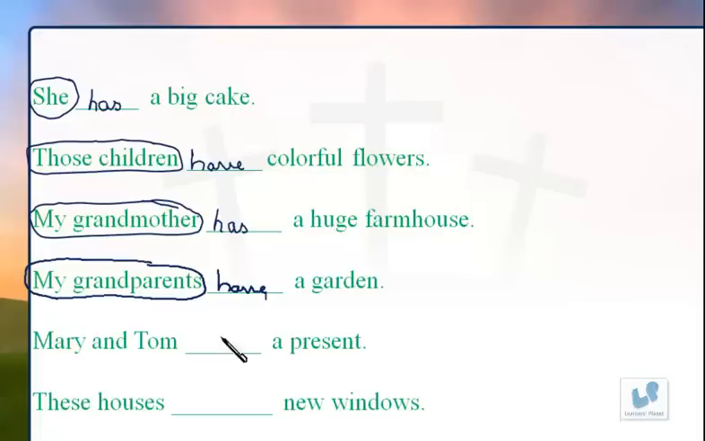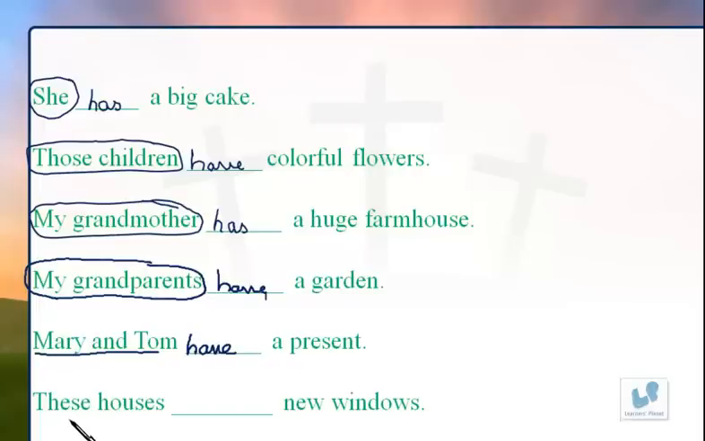Okay, children? Now the next fill in the blank is, Mary and Tom dash a present. Now Mary and Tom, this refers to two people. So they come under third person plural with their names. So with the third person plural, we use have. So the correct fill in the blank will be have. So the complete sentence is, Mary and Tom have a present.